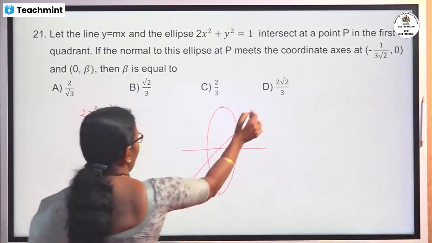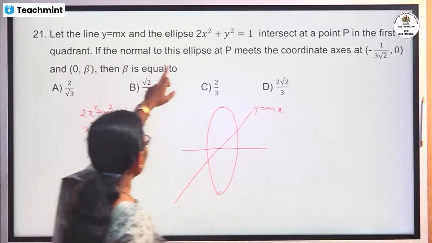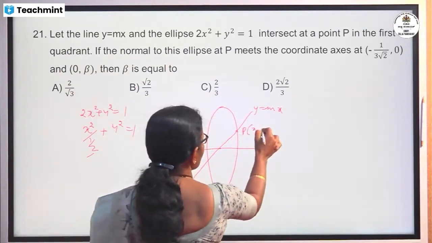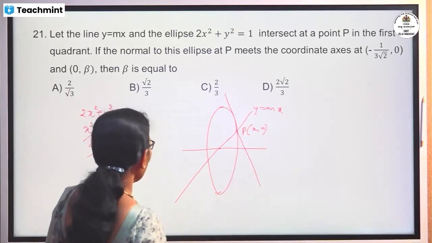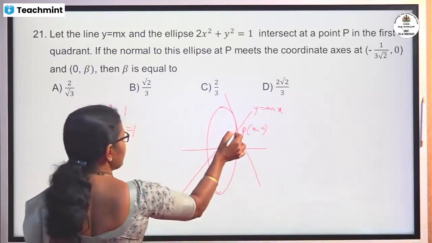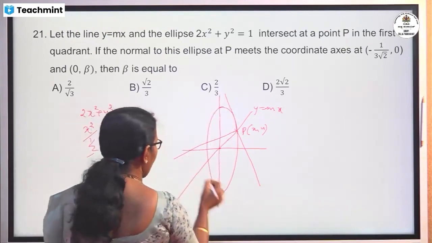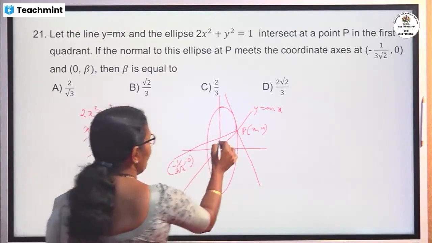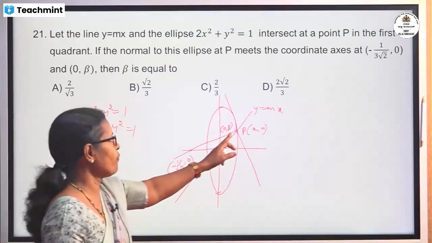Y is equal to mx is the line, and the normal at the point P of x1, y1 meets the coordinate axes, means the x-axis and y-axis, at the points minus 1 by 3 root 2, comma 0, and 0, comma beta. Now find the value of beta.